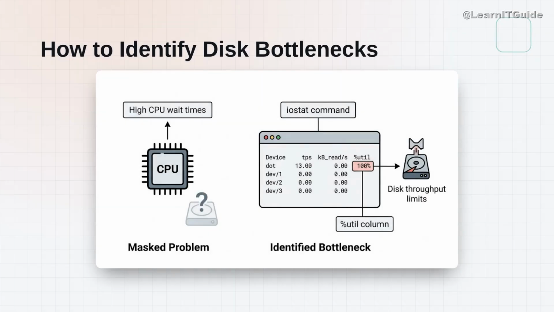Now, let us talk about disk I/O. How do you identify disk bottlenecks? Disk latency is often masked by high CPU wait times. When your application slows down unexpectedly, use the iostat command. Look specifically at the utilization percentage column. If it is consistently near 100%, it means your disk throughput limits on Google Cloud are fully exhausted. You need to either increase the disk size or upgrade the disk type to SSD.